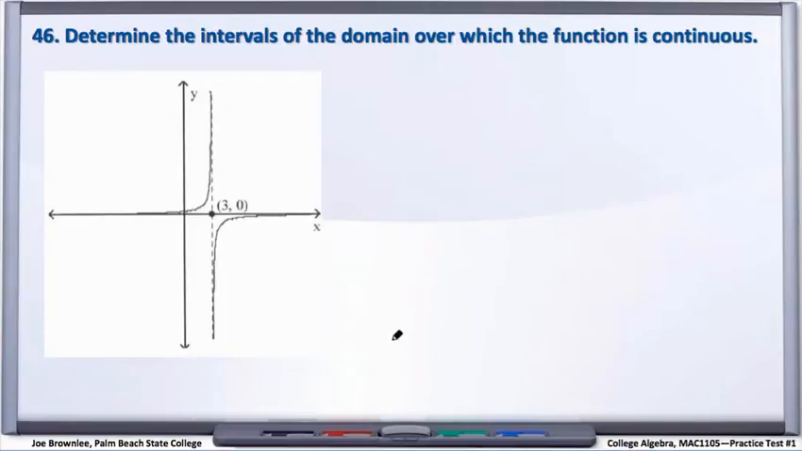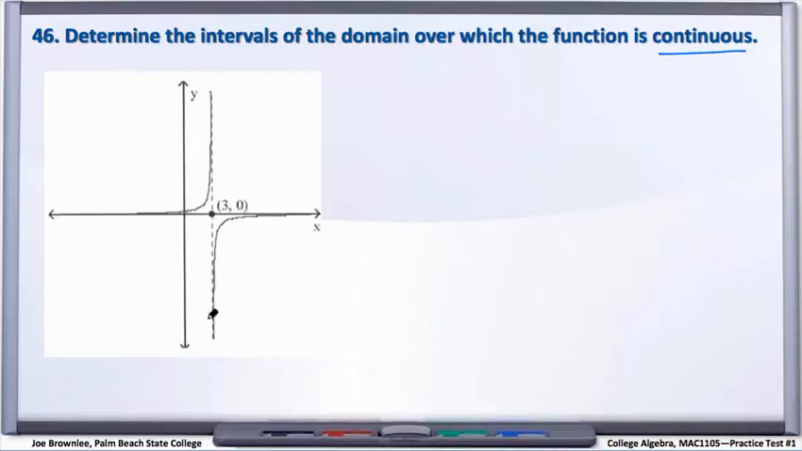All right, 46, determine the intervals of the domain over which the function is continuous. And we've been looking now at continuity in questions 44 and 45 and now 46. And we know that continuity, or to be continuous, means that we can graph our function without having to lift up our pen or pencil from the paper. And that's clearly not the case here with 46, right?